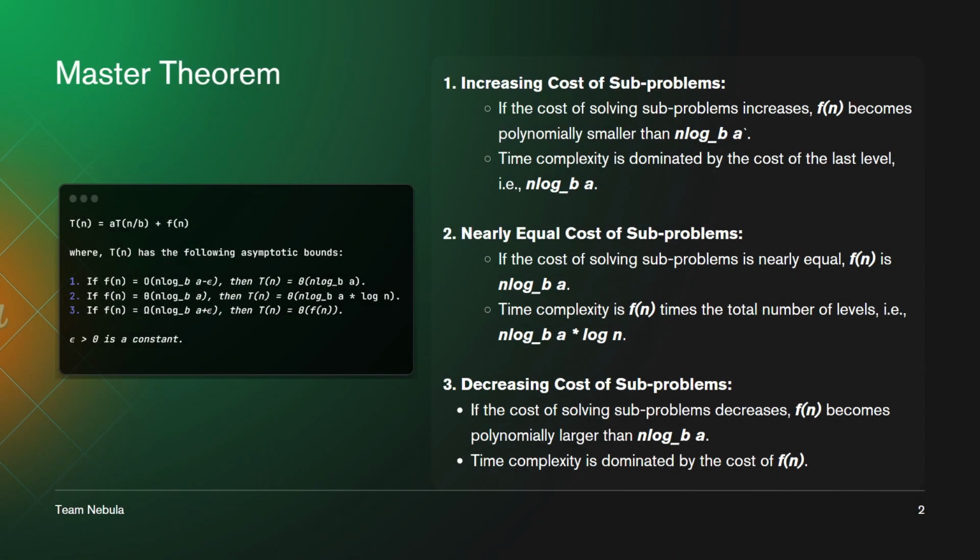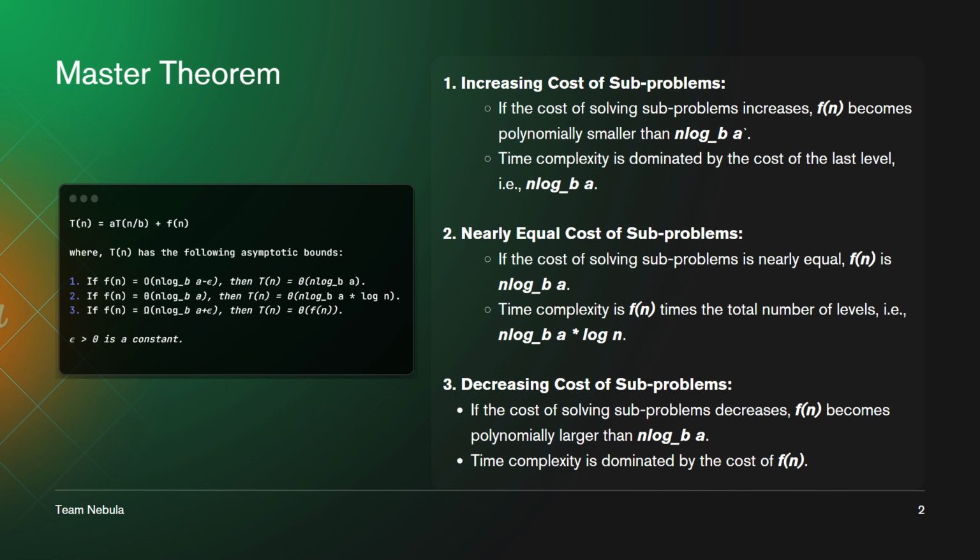If a is greater than or equal to 1, and b is greater than 1 are constants and function f of n is an asymptotically positive function, then the time complexity of a recursive relation is given by this formula. Each of the above conditions can be interpreted as follows.